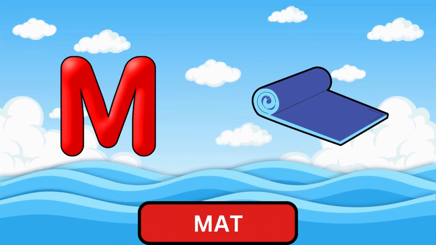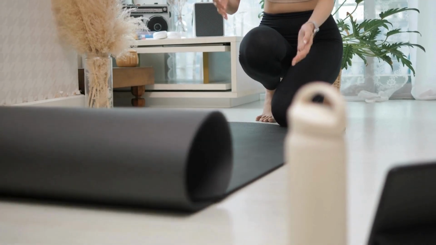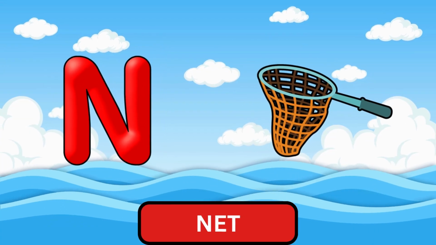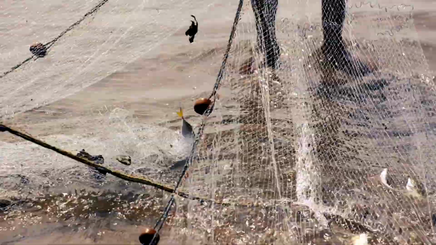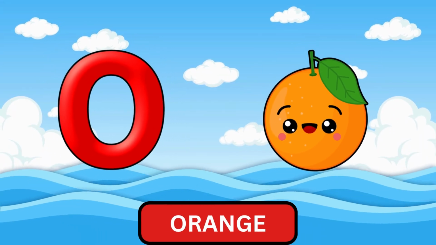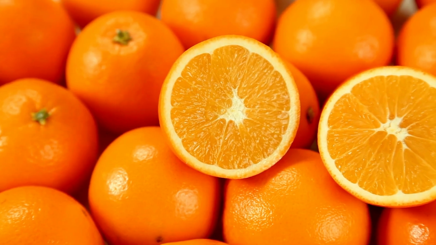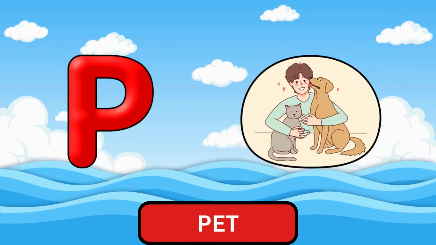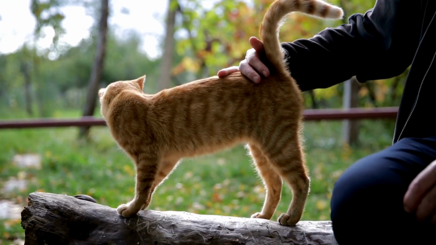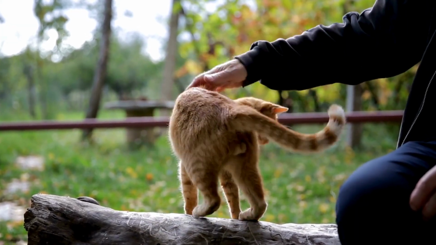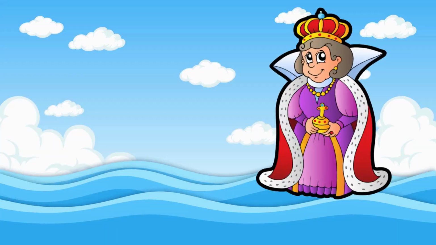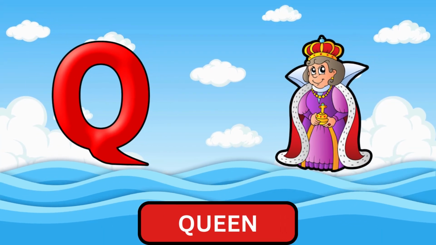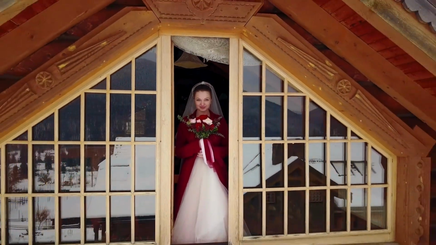M is for mat, m, mat. N is for net, n, net. O is for orange, o, orange. P is for pet, p, pet. Q is for queen, q, queen.